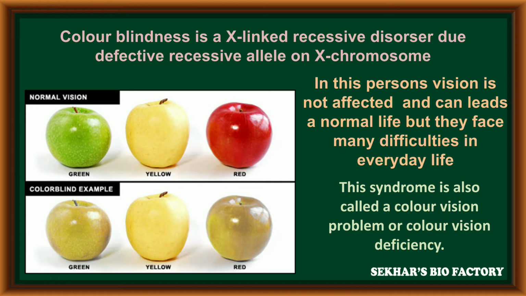This syndrome is also called color vision problem or color vision deficiency. That means the person who suffers from color blindness has vision, but it is not possible to differentiate some of the colors. That means green and red colors both appear the same due to color blindness.